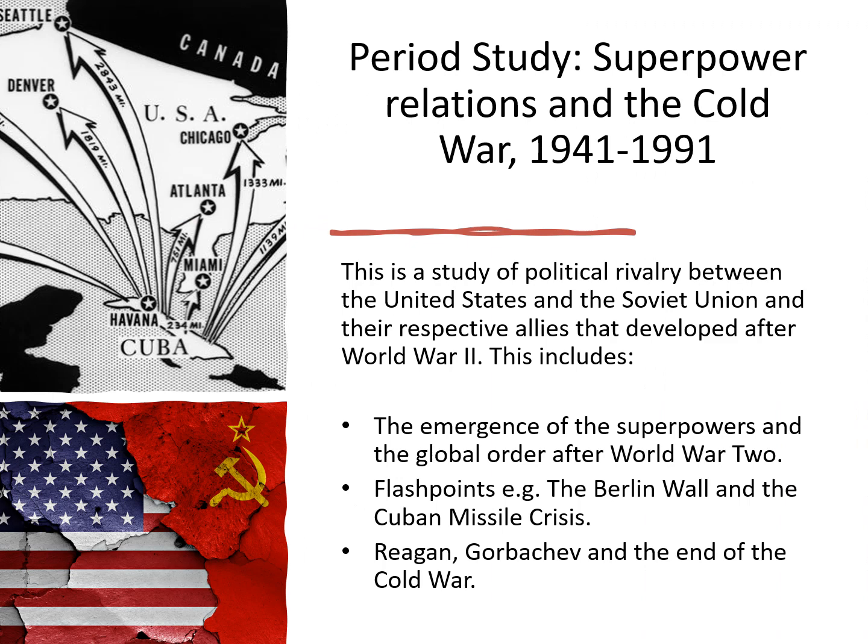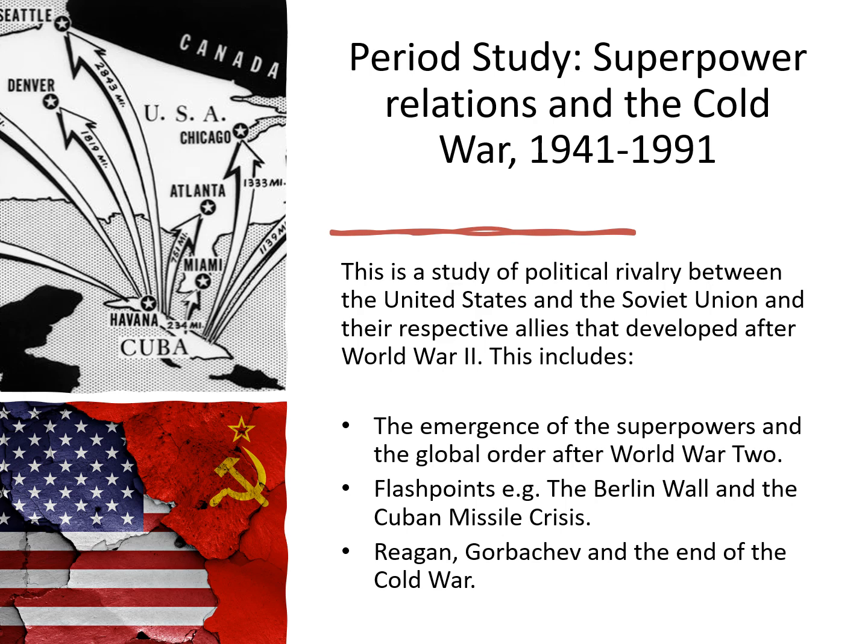After we have studied medicine through time, we move on to our period study, which is superpower relations and the Cold War from 1941 to 1991. This is my personal favourite course, and is a study of the political rivalry between the United States and the Soviet Union and their respective allies that developed after the Second World War. This course is split into 3 parts, and it starts by looking at the emergence of the 2 superpowers and the global order after the Second World War and the dropping of the atomic bomb on Japan.